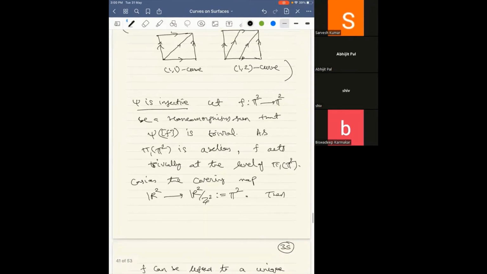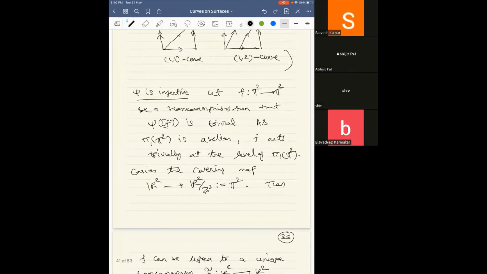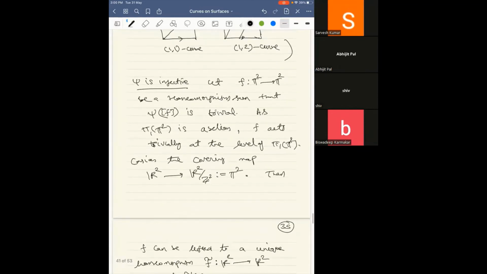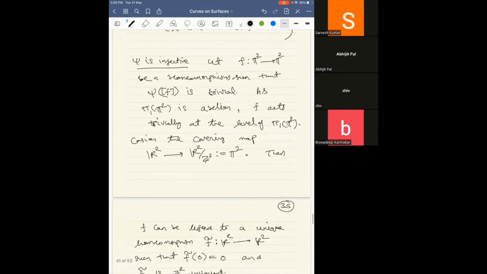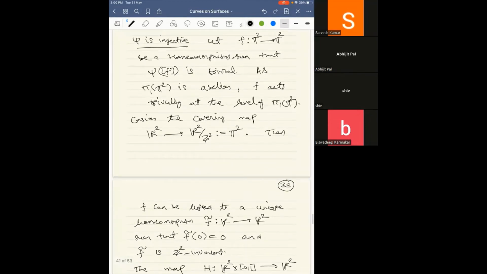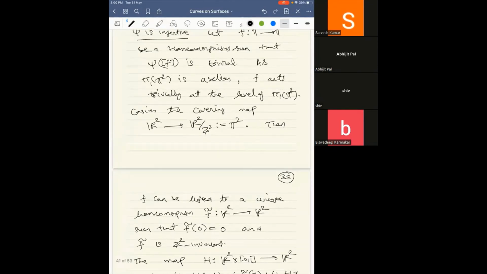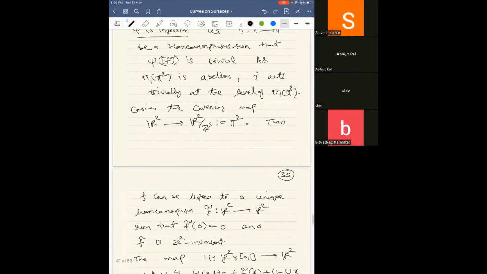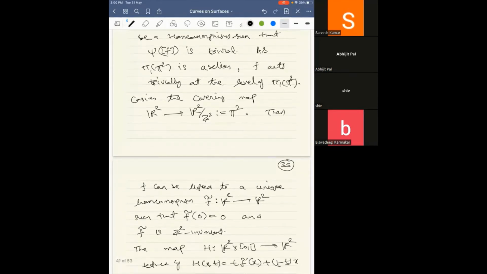So let us look at the universal cover of the torus. It is R^2, and you have this canonical covering map. So what can one do? F acts trivially there, so you can lift your F to a linear homeomorphism, this F hat from R^2 to R^2, such that F hat of 0 equals 0.